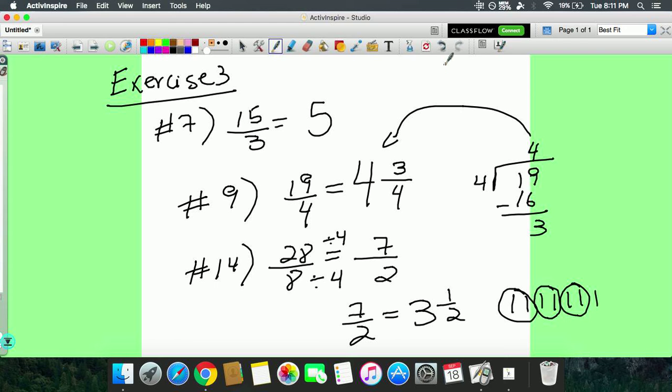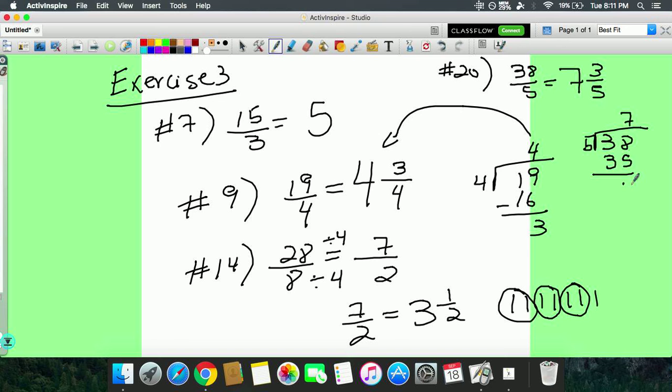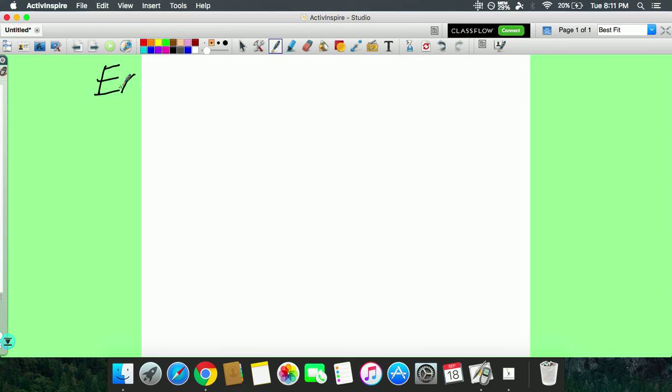And I'll do one more. Number 20. It's 38 over 5. 5 goes into 38 7 times, 3 left over. And again, I'll just divide here. 38 divided by 5. 5 goes into 38 7 times, which is 35. Left over 3. So the 7 is my whole number. The remainder goes in the numerator, and the denominator is 5. Okay. Exercise 4.